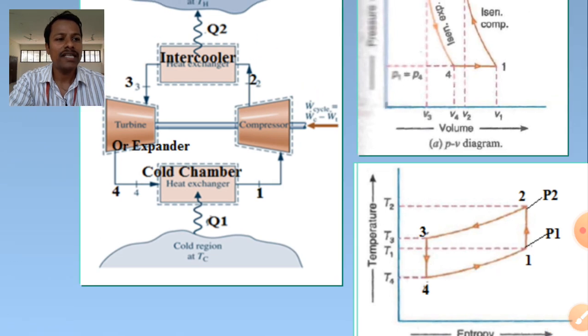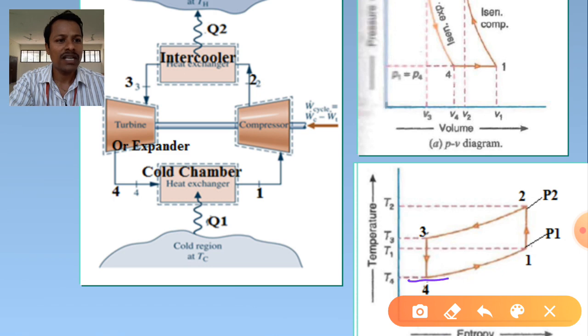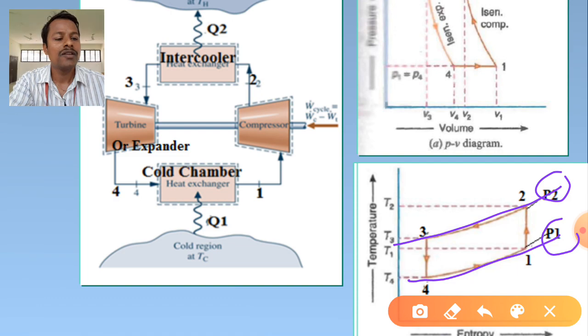So here, as we know on this TS diagram, this is the constant pressure line P1, that is the cold chamber pressure, or you can say the evaporator pressure, and P2 is the condenser pressure line, also a constant pressure line. Both are constant pressure lines. Now we compress the air during process 1 to 2, isentropically.